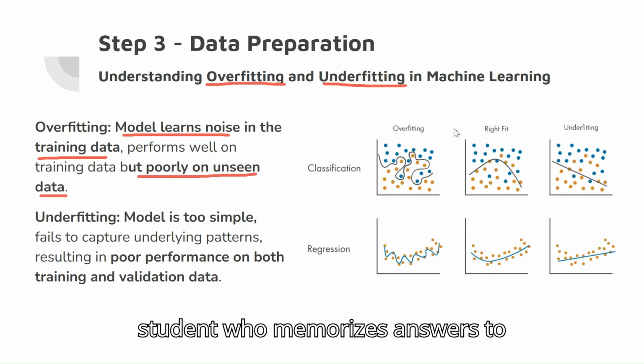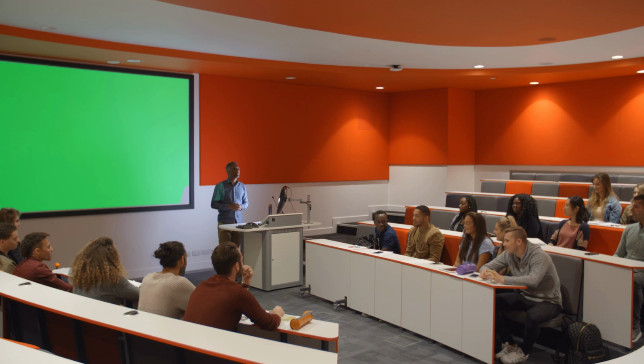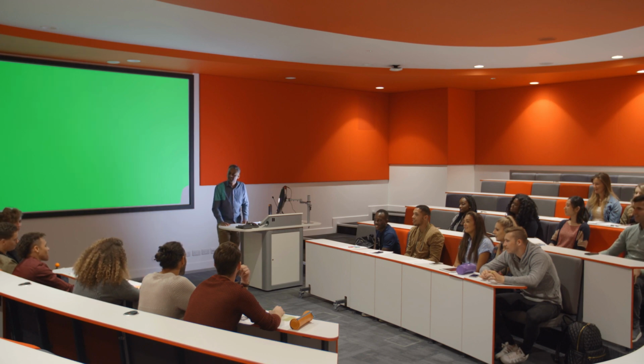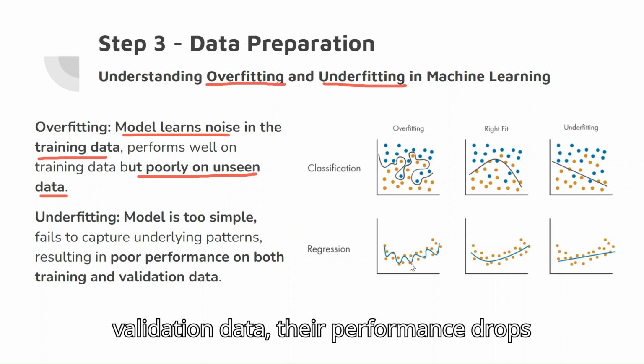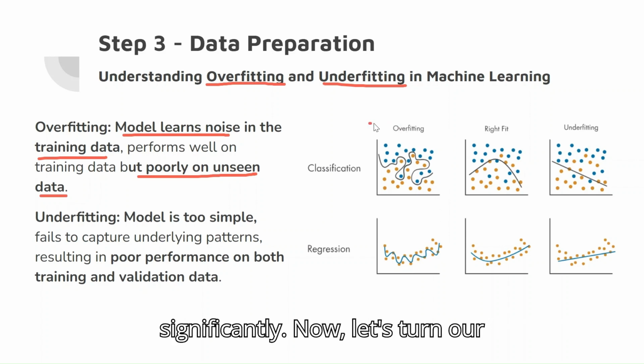Imagine a student who memorizes answers to questions without truly understanding the material. When faced with new questions, they falter. Similarly, overfitted models can show impressive accuracy during training, but when tested with validation data, their performance drops significantly.